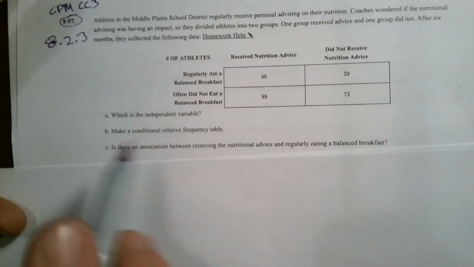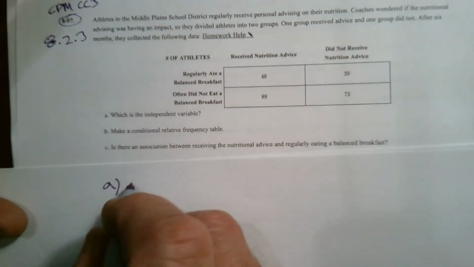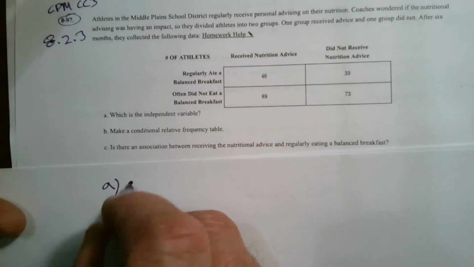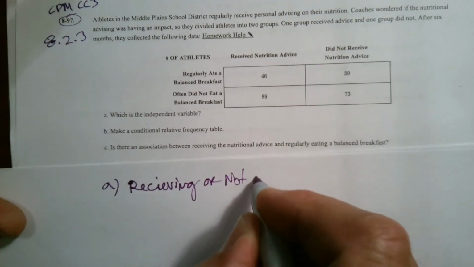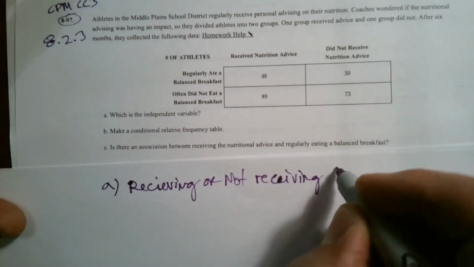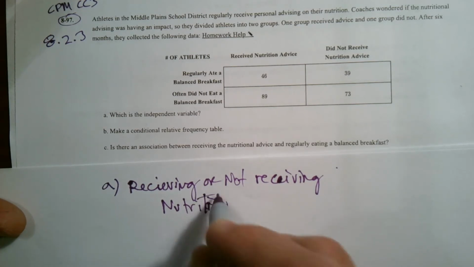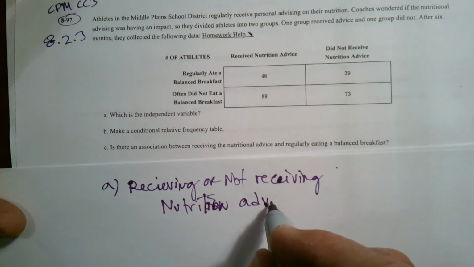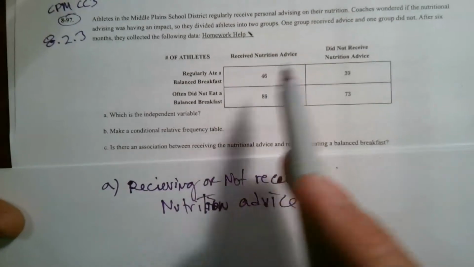I'm going to answer my question down here. For our independent variable, I would write: receiving or not receiving nutrition advice. Oops, I misspelled that, sorry. Nutrition advice. So students receiving or not receiving nutrition advice is the independent variable.